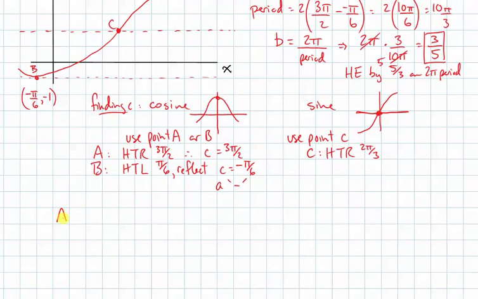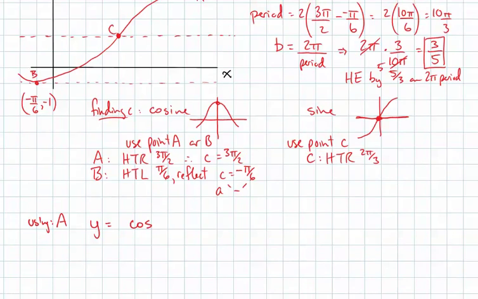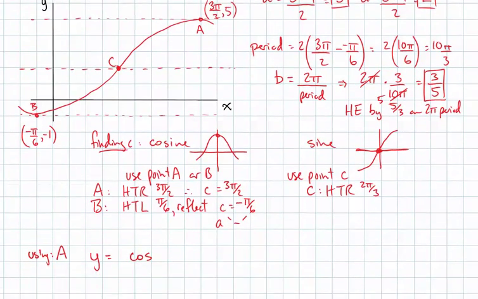Using A, so I'm using the maximum value, so I'm going to write y is based on a cosine curve because I'm working with the max. The amplitude, let's see, I had that up above here. The amplitude is 3.